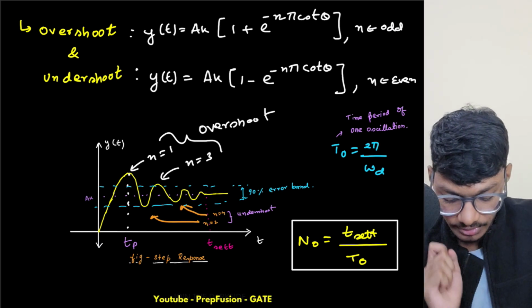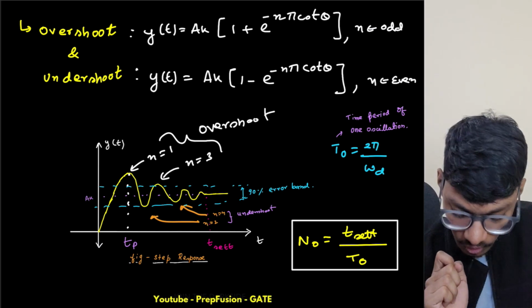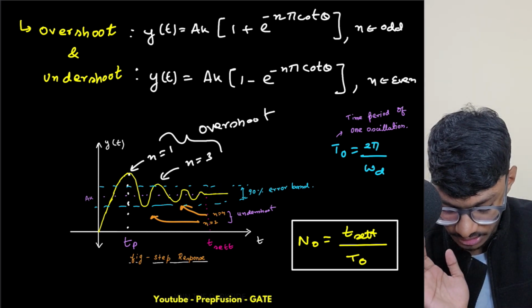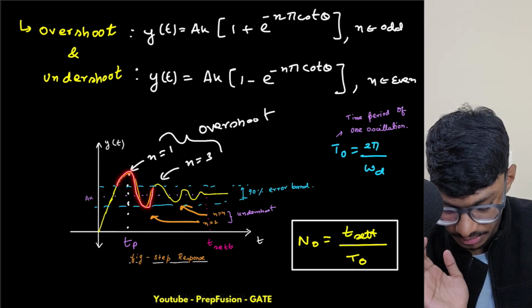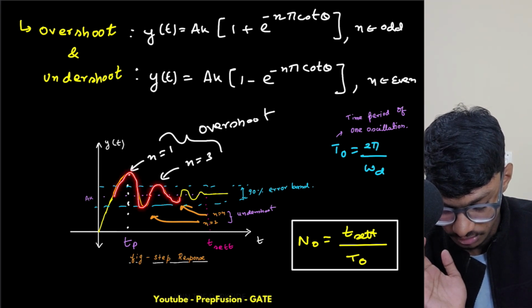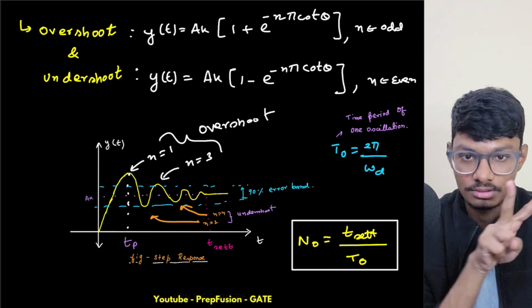Okay, so this is what my t naught is. Now, one oscillation, what do you mean by one oscillation? The oscillation starts from here and ends again at the steady state point, and then another oscillation starts, and these have the same time period.